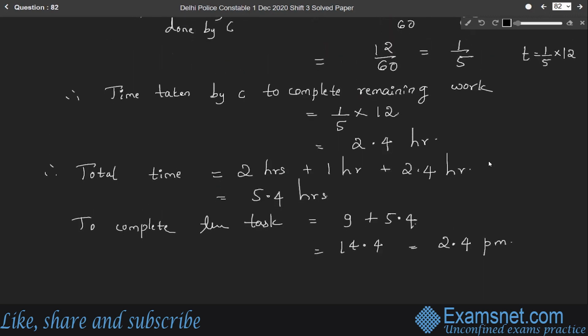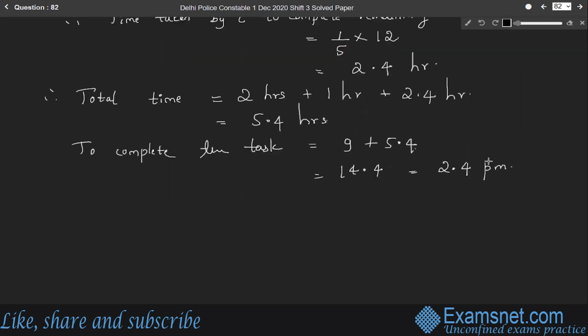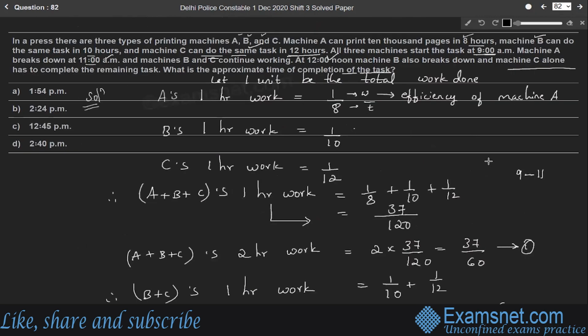2:40 p.m. Right. So in the sense here the work starts at 9 a.m. and the total time is 5.4 hours. Therefore, to complete the task, the time of completion is 2:40 p.m. Therefore, option D is the right answer.